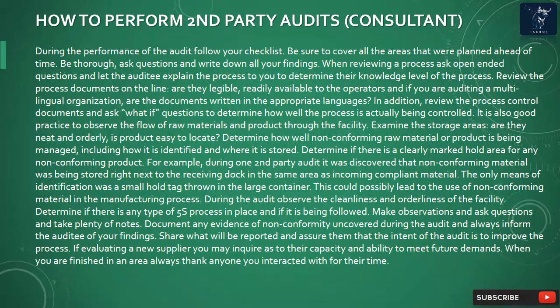It is also good practice to observe the flow of raw materials and product through the facility. Examine the storage areas. Are they neat and orderly? Is product easy to locate? Determine how well non-conforming raw material or product is being managed, including how it is identified and where it is stored. Determine if there is a clearly marked hold area for any non-conforming product.